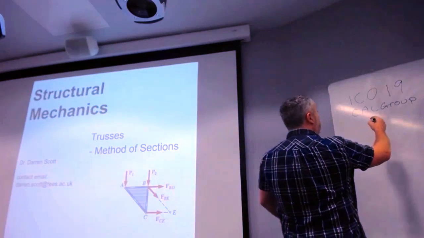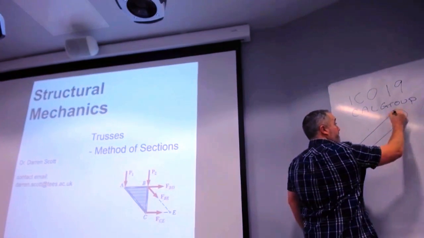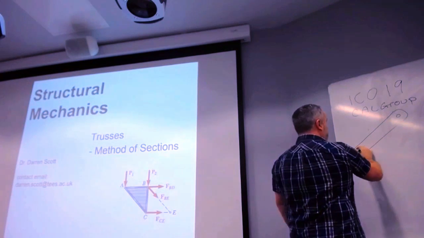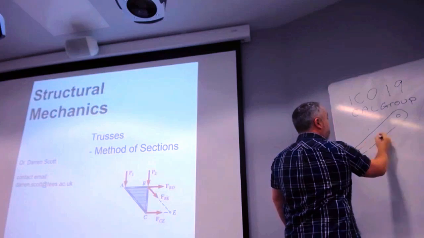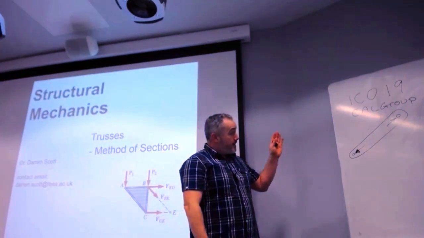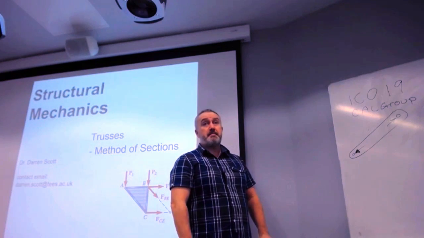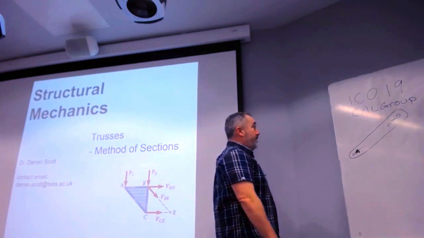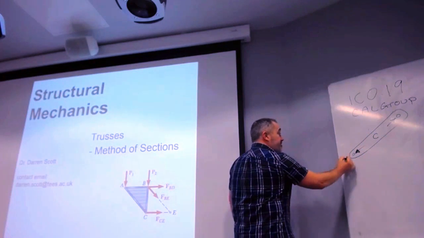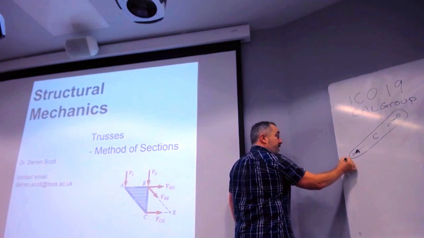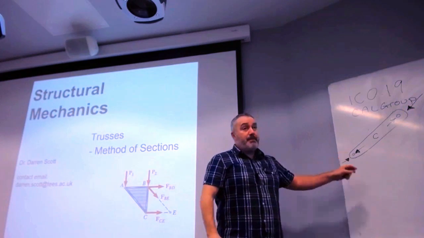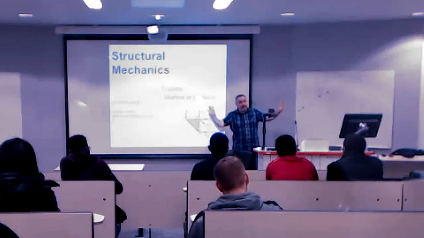So if you have a member like that, and if we have our arrows pointing outwards, is that member in tension or compression? That's right, it's not tension. The reason is that the external forces are pushing inwards, and this member itself is pushing out on the external forces.